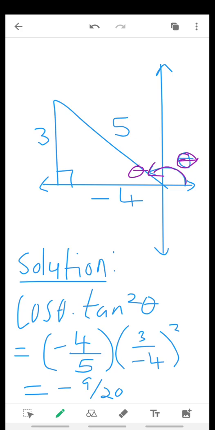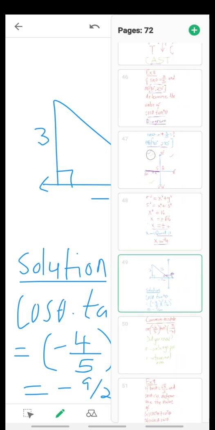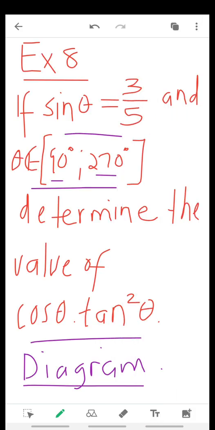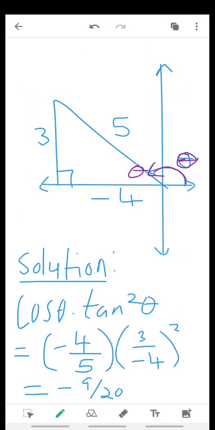Okay, now moving on, the first question said we must find what? Remember, we were given that we must find cos theta times tan squared theta. This is the question. Okay, so finding that, what is cos theta? It's x over r. What is my x? -4 over, what is my r? 5. Multiplied by, remember tan squared theta is the same as tan theta squared. But what is tan theta? It will be y over x. What is my y? 3. What is my x? -4. All squared. And then when you multiply that, the answer is -9 over 20.